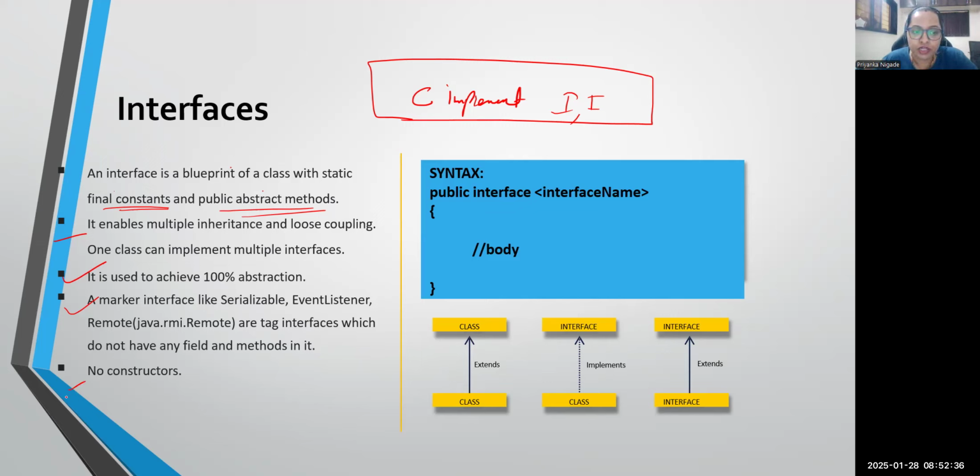Remember, an interface generally doesn't have any kind of constructor, because an object is not possible to create, so there is no need of a constructor to initialize the object. Clear? Very simple rule. And remember this part.